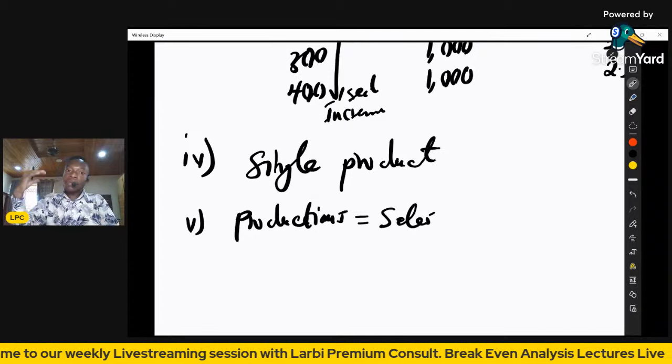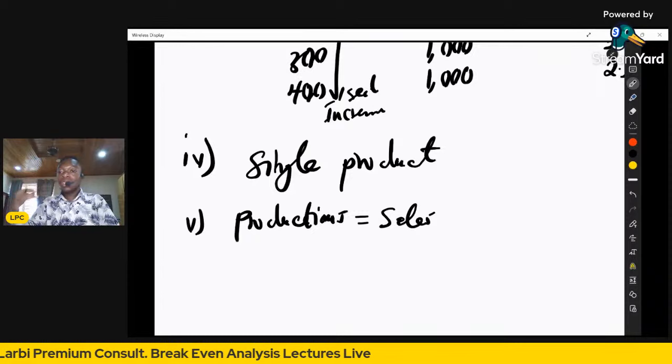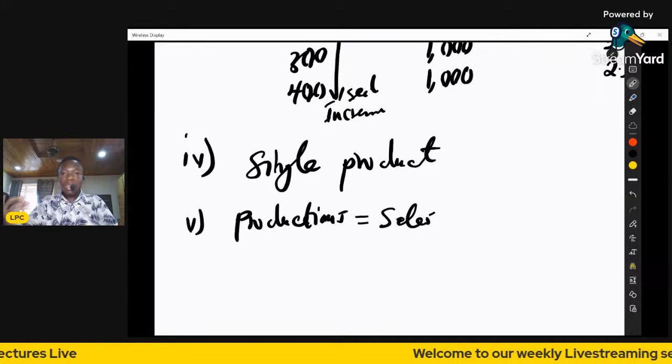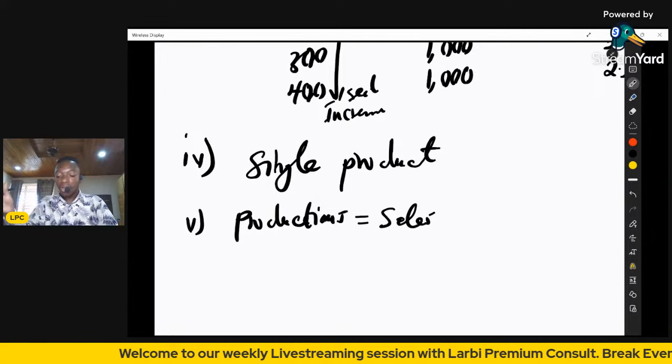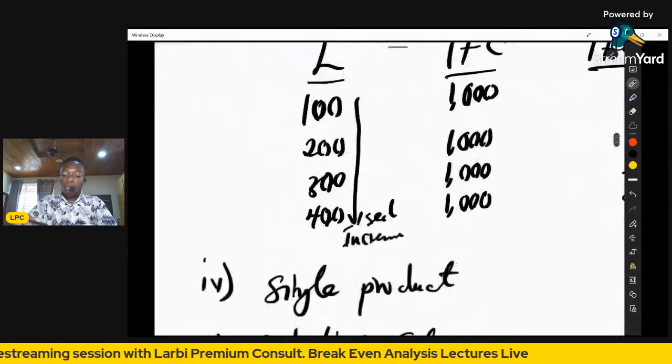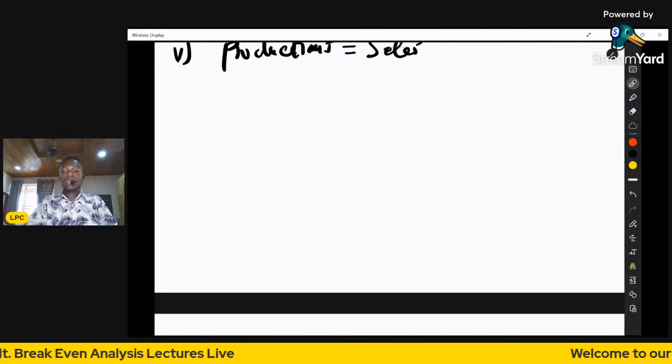We have said that break-even analysis has to do with the analysis that establishes the relationship between our cost, revenue, and output. And at the point of break-even, profit is equal to zero, loss is equal to zero, and our total revenue is equal to what? Our total cost. So that is what we need to understand. Let's take note of that. So now we have gotten to understand what break-even analysis is and how its assumptions explain how it works.